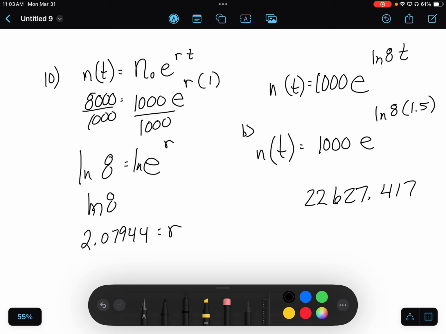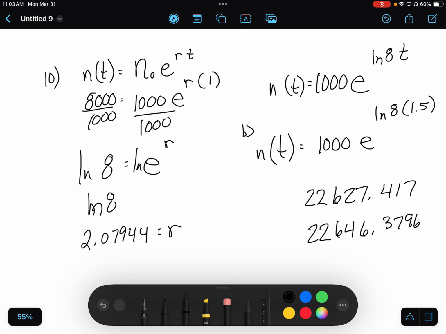If I were to use Ben's number, 1,000 e to the 2.08 times 1.5, I get 22,646.3796. So there's a difference, isn't there? Okay. Mine's more accurate than his, but we're in the same ballpark and I would be okay with that. If you're way, way off, then I have to double check and see what numbers you put in.